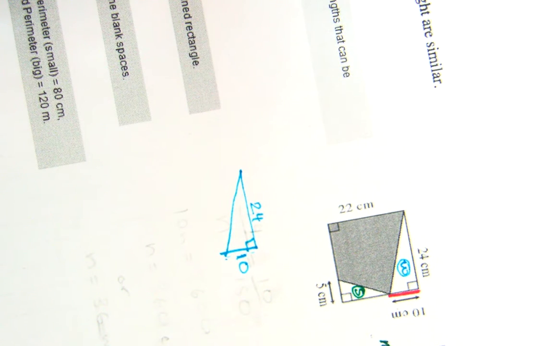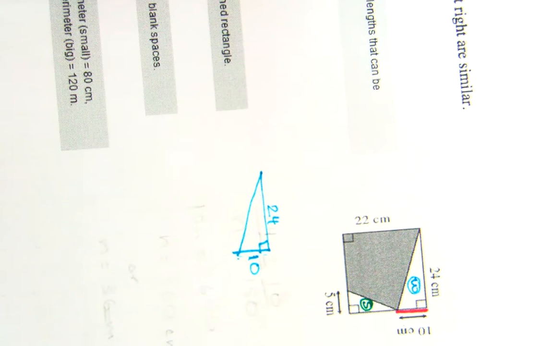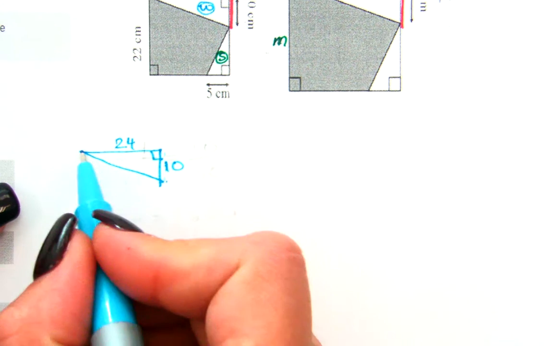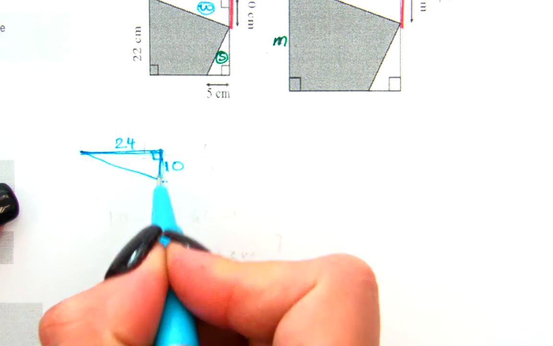Please do not be confused. It really doesn't matter, but I like to do it this way. So 10 is your base, 24 is your height. But it'll come out the same. You can do 24 as your base and 10 as your height also.